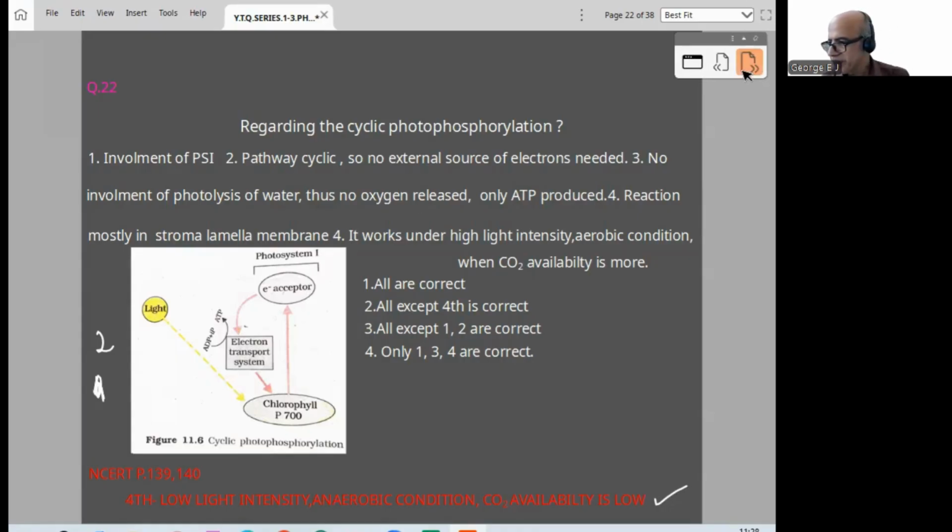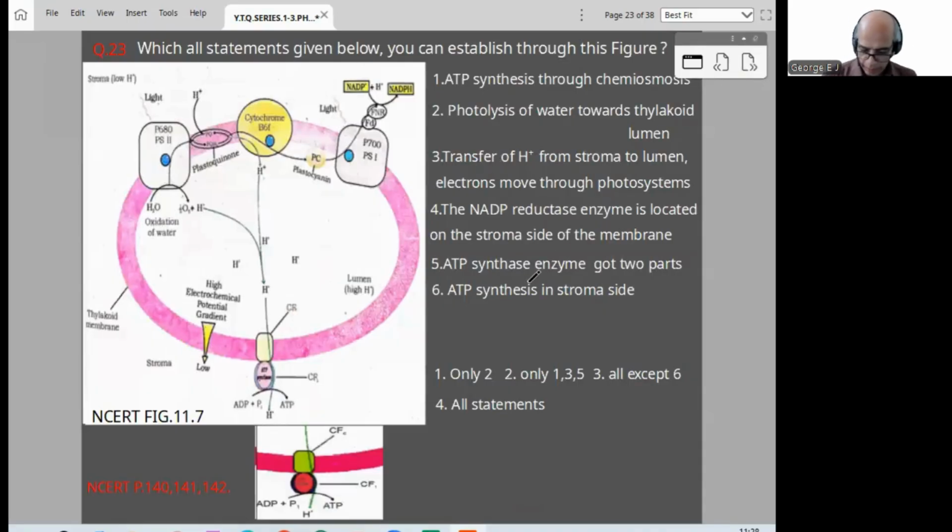Now 23. Which of the statements given below can you establish through this figure? A diagram is given there, so it will be convenient for you. ATP synthesis through chemiosmosis, correct. Photolysis of water towards the thylakoid lumen, correct. Transfer of H plus from stroma to lumen, electrons move through the photosystem, correct. NADP reductase enzyme is located on the stroma side of the membrane, correct.